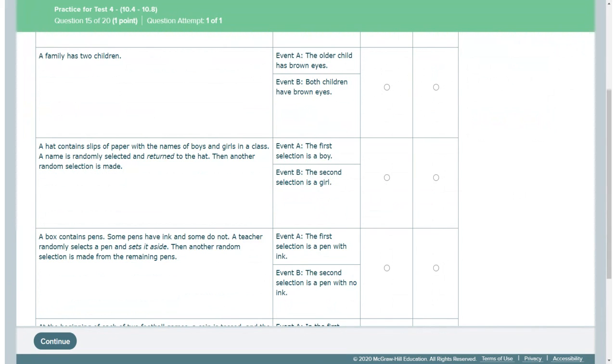So the first selection has got to be a boy. In other words, the older child has got to be a boy. And then the second selection, the second child.